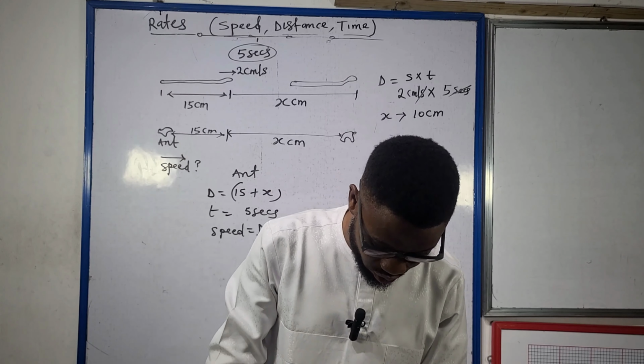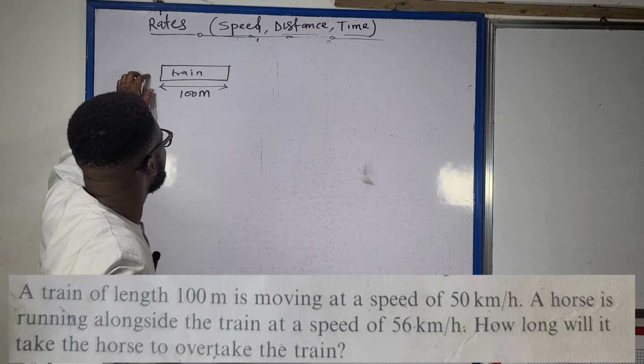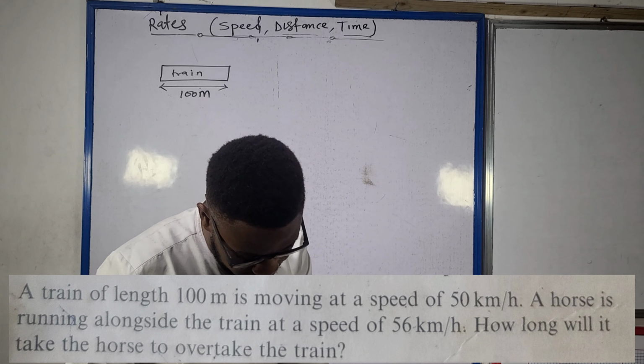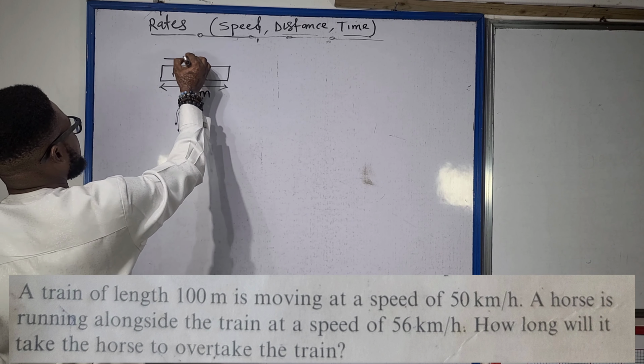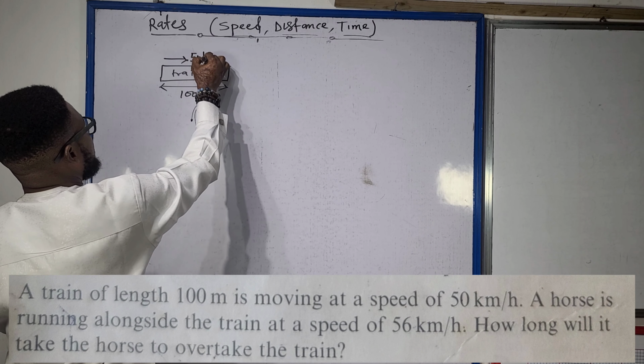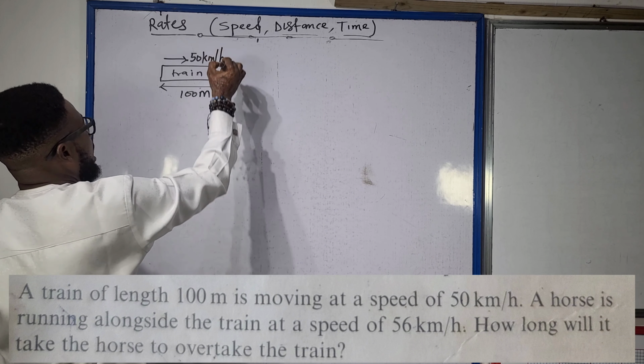So that ends that question. Moving on to the next question, it says a train of length 100 meters. Let this be my train of length 100 meters, moving at a speed of 50 kilometers per hour. So it means my train is moving at 50 kilometers per hour.